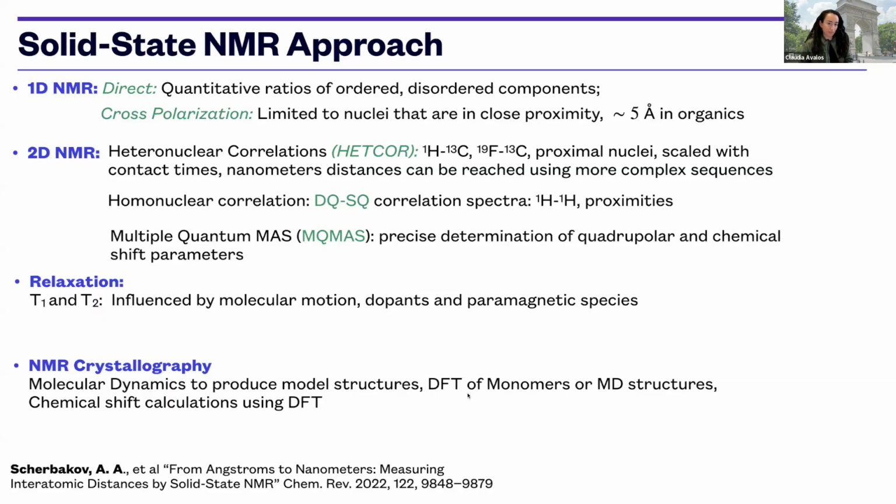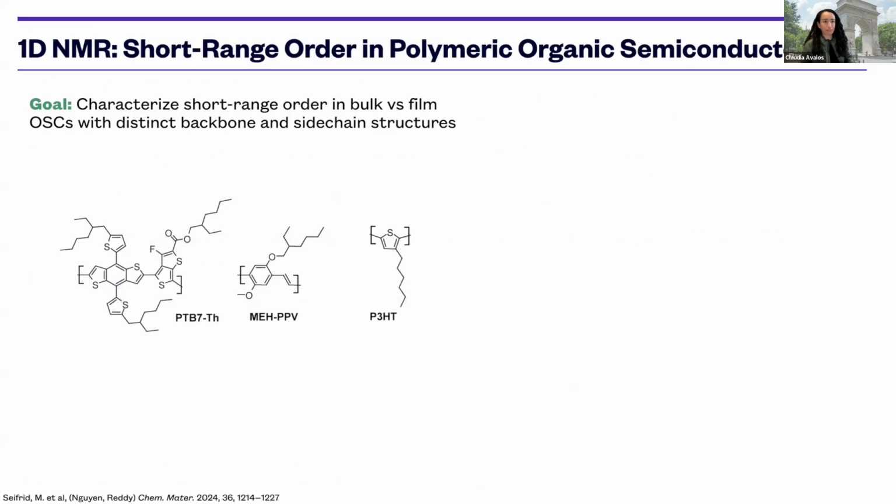You use DFT with the monomers using Gaussian, and then you can subsequently also obtain chemical shift calculations on monomers using Gaussian or CASTEP to look at more periodic materials, or more extended materials rather.